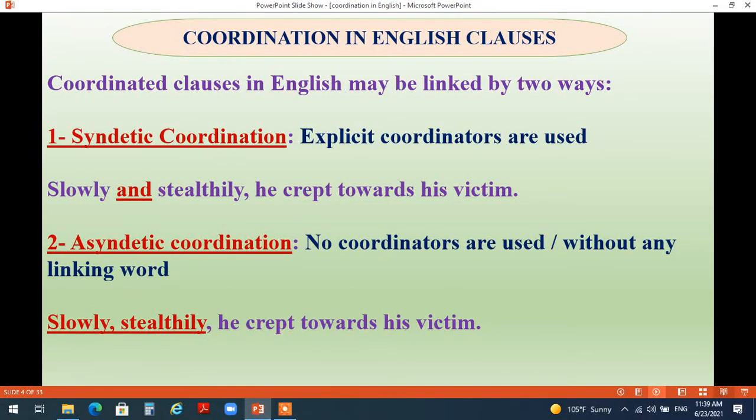For example, slowly and stealthily he crept towards his victim. Here we have two adverbs which have been coordinated by using the coordinator and. So, this kind of coordination is called syndetic coordination because the coordinator is present, it can be seen.